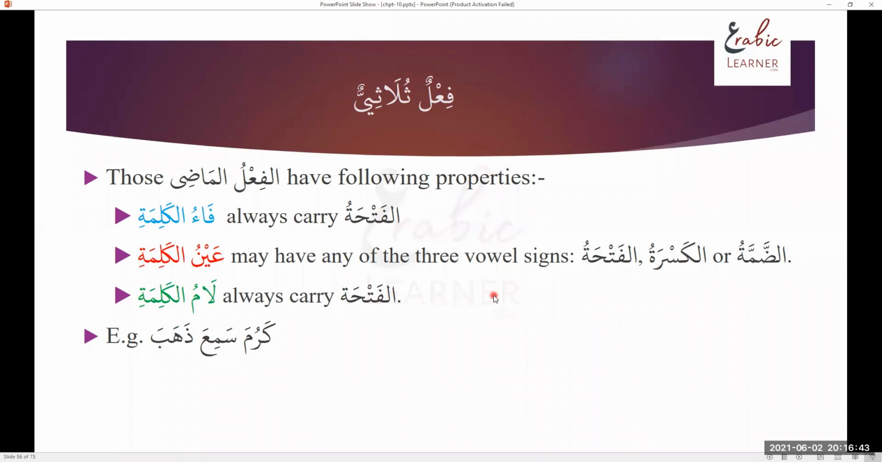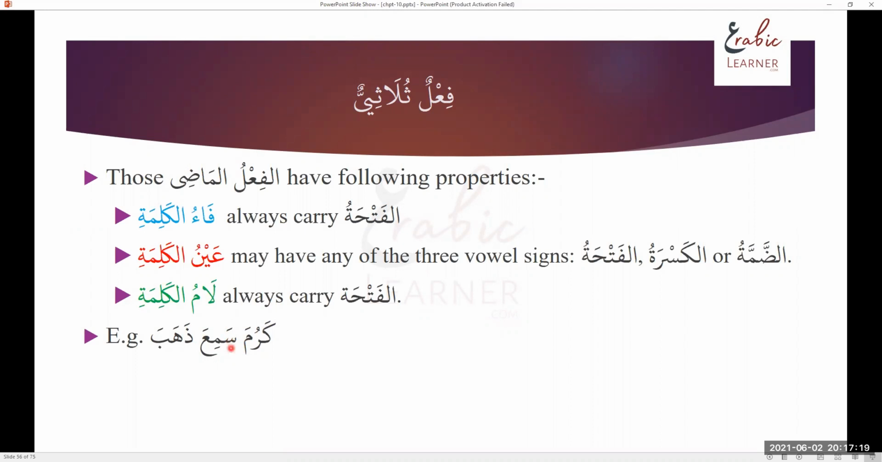These are a few examples. Zahaba. Za is the fa kalima. It is taking fatha. Ha is the ain kalima. It is taking fatha. And ba is the lam kalima. It is taking fatha. So this fa and lam kalima will always take fatha. Zahaba means he went. Sami'a means he heard. Okay.